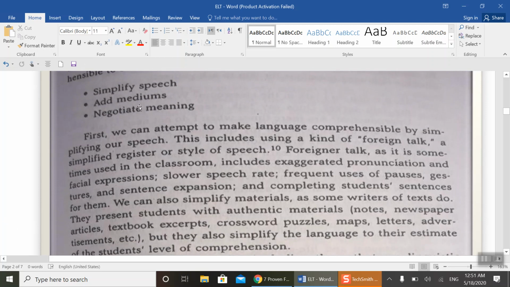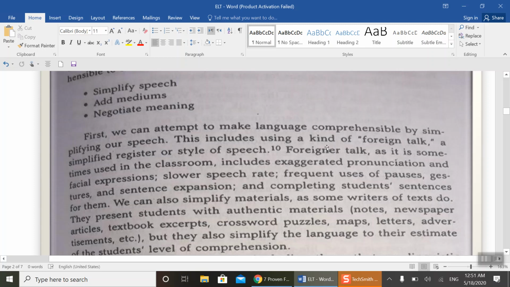First, simplify speech. We can attempt to make language comprehensible to solve the problem. Okay, this is important, it may come in the exam. We can attempt to make language comprehensible by simplifying our speech. How to simplify our speech? This is very, very important. When you become teachers, you have to remember that you have to simplify your speech.